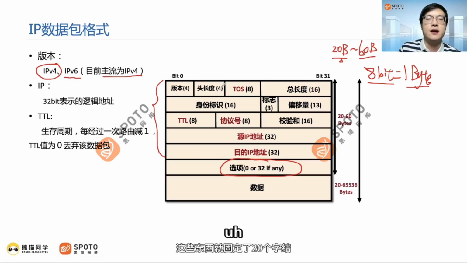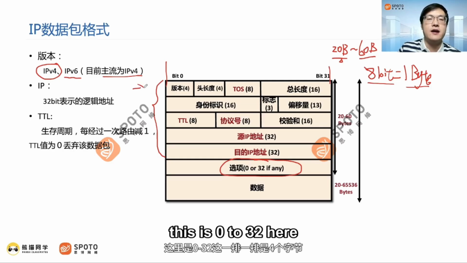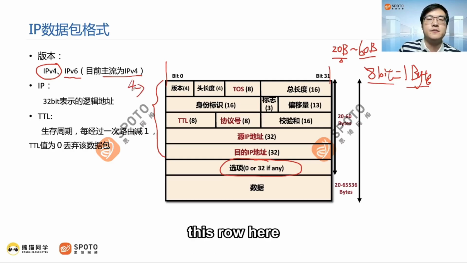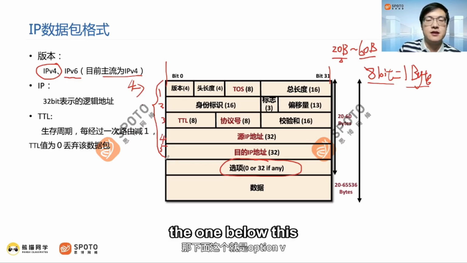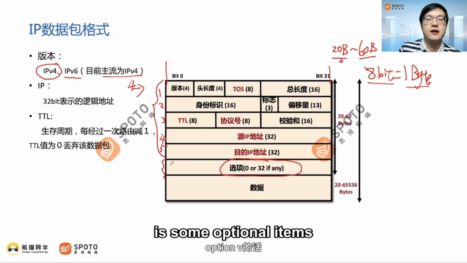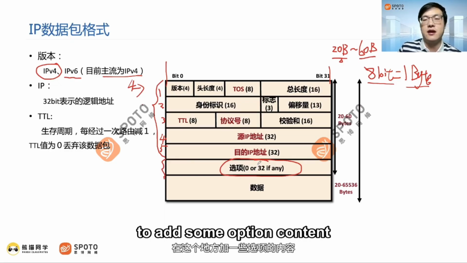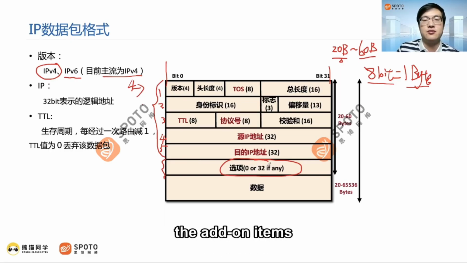These 20 bytes include all these fixed fields, bits 0 to 31 in this row. One row is 4 bytes, and there are 5 rows. The one below this is the options field, which holds some optional items. When you want to do some fancy tricks, you can use it to add some option content.